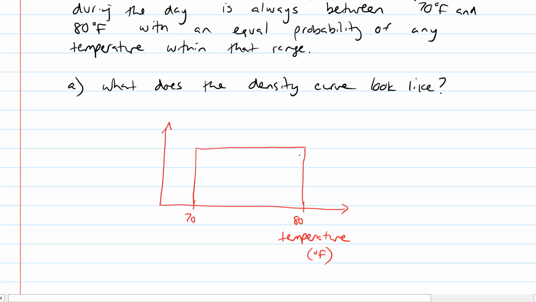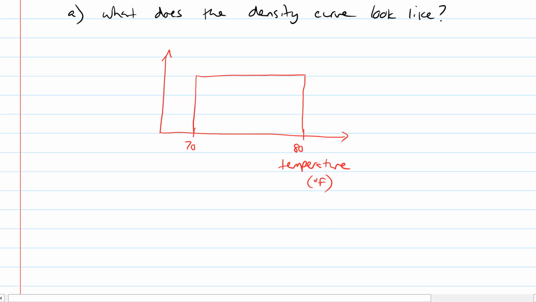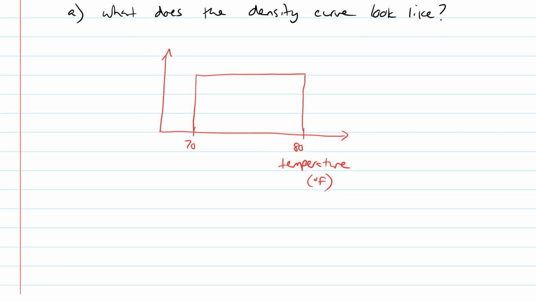And so it'll just look like a box. If you want to be really strict about it, you would erase the sides and just have a line across the top, because otherwise it's not a function, but we're just not going to fuss about that sort of thing. So that's all I'm looking for in that question. Let's look at part B, which is what is the average temperature?